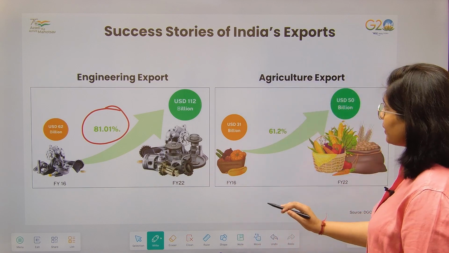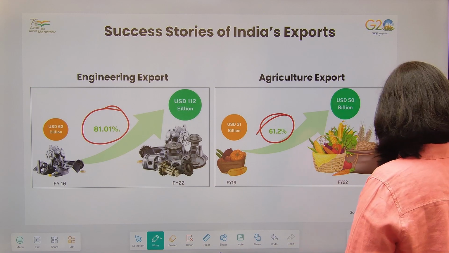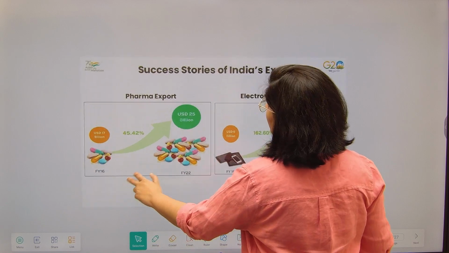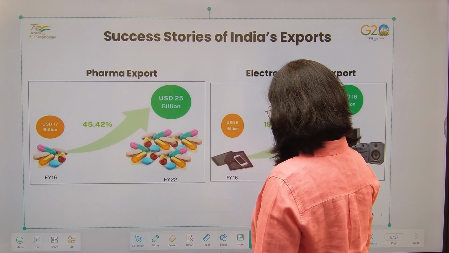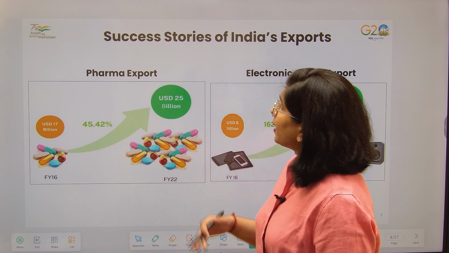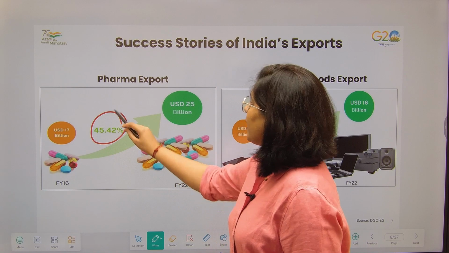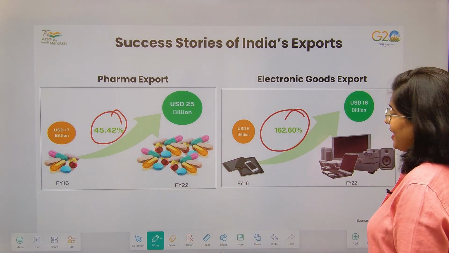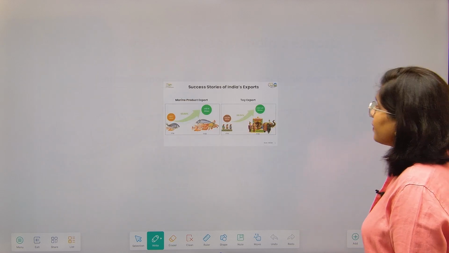Okay. Then you have agricultural exports. It has had a growth rate of 61%. Agriculture exports are also one of our largest export items. But still, we are not doing that well in agriculture. Why? Because we have our domestic needs as well. Followed by, you see, pharma exports. It has seen a growth rate of 45%. Followed by electronic goods exports, which is 162%. Now you see how much we have progressed in this sector, correct?